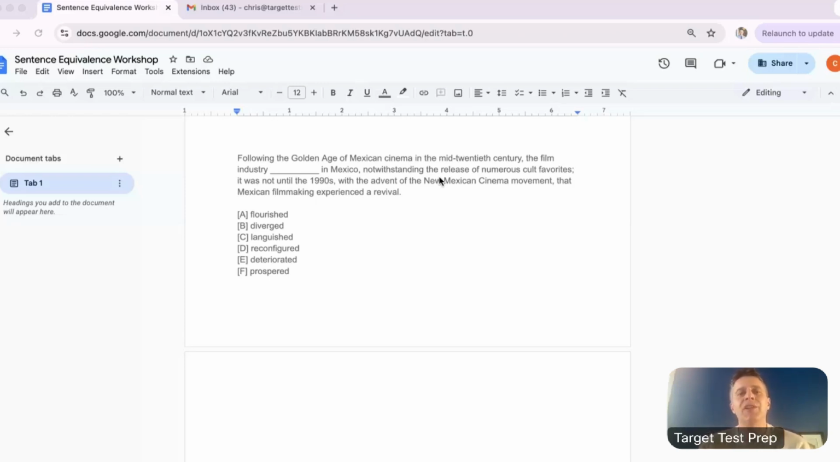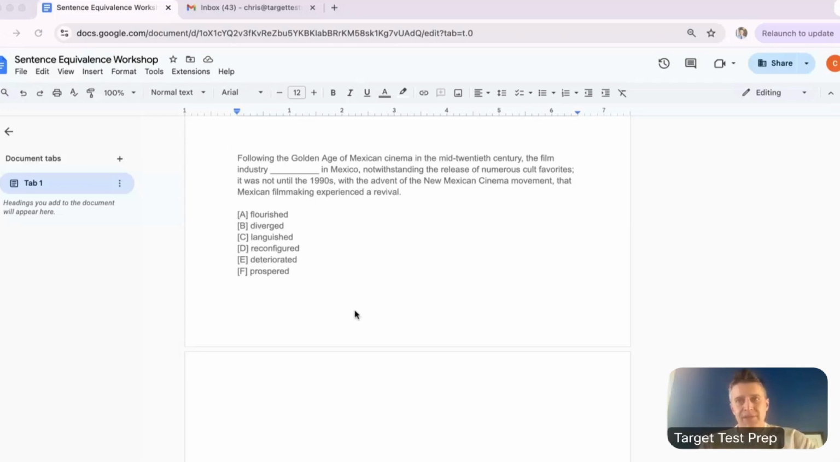It was not until the 1990s, and I think, oh, there's a time change in here. It's golden age, mid 20th century, now 1990s. Well, what's going on in the 90s? It says here, Mexican filmmaking experienced a revival. And then I underline that part that says revival right over here, which is great because I know now that the blank is the opposite because of that time change from revival. So I have to pick the negative words. I'm not picking flourished and prospered. I'm picking languished and deteriorated. Answer choice C and D. Let me X that out. And here we go.